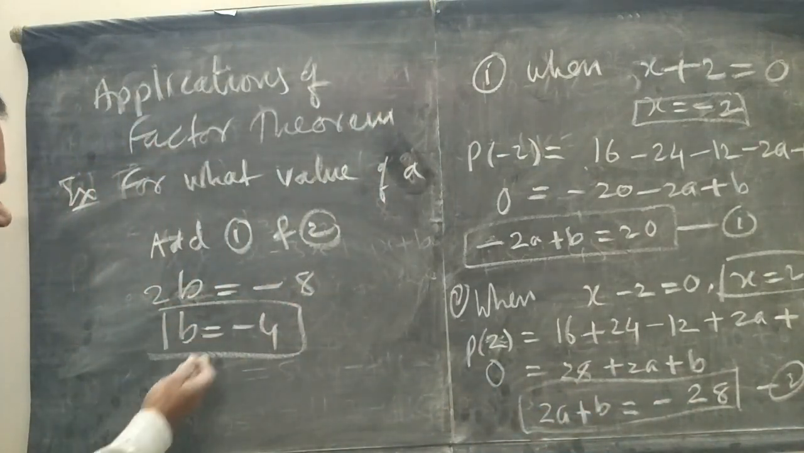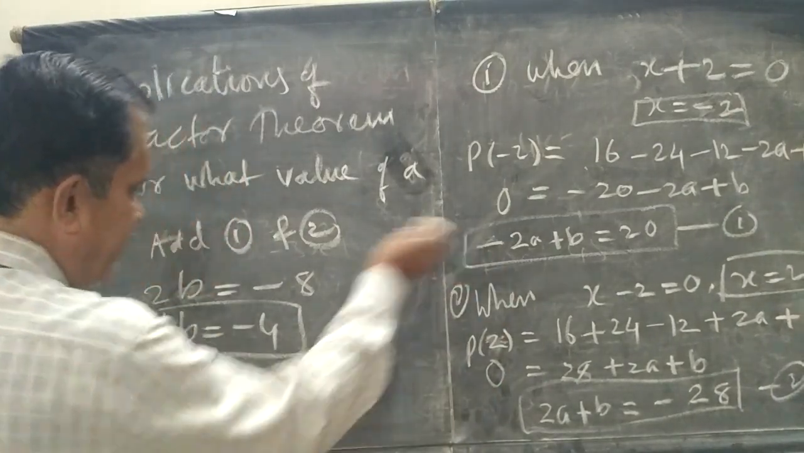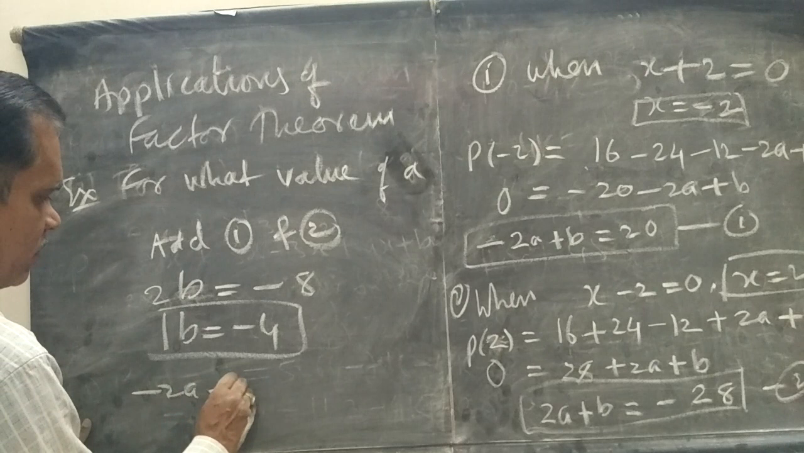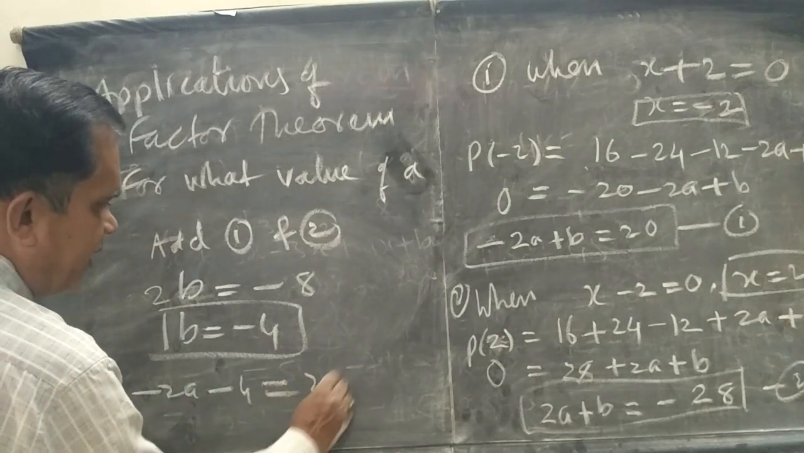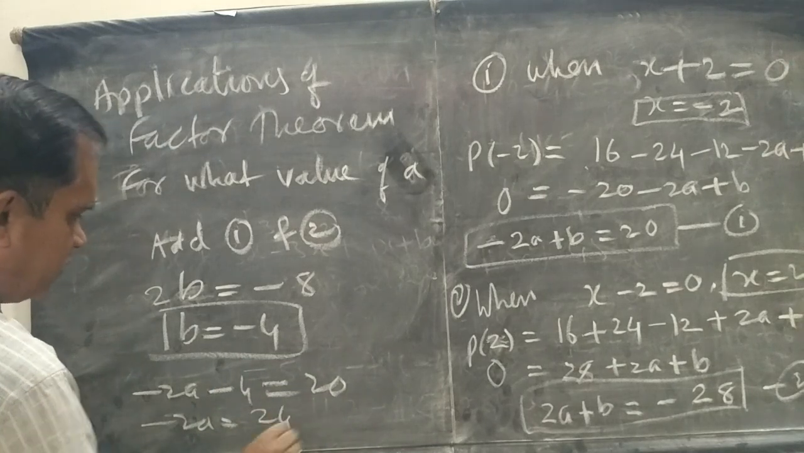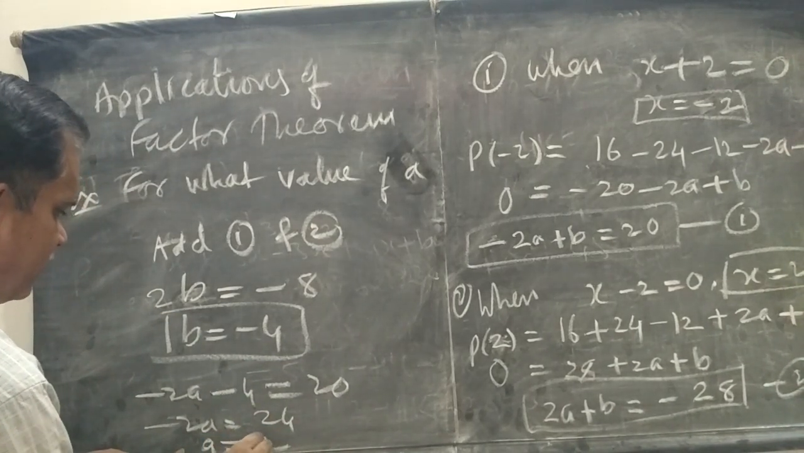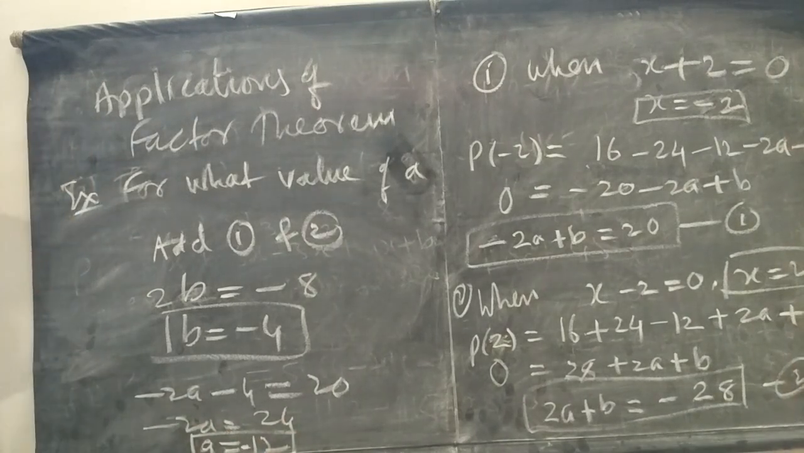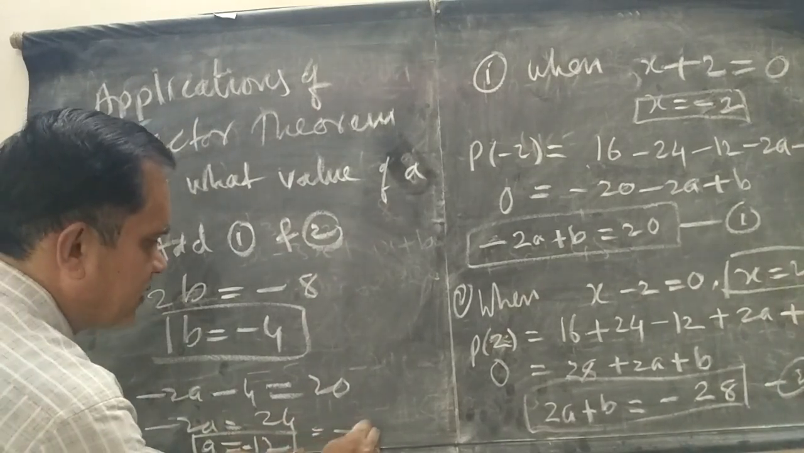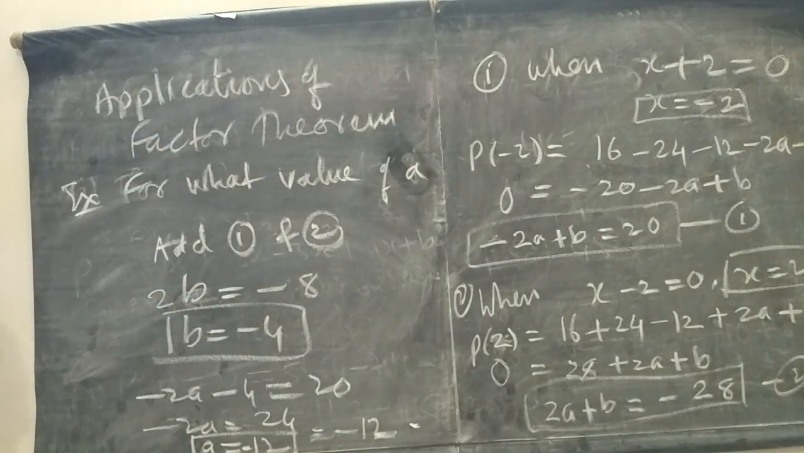Now see, we got the value of b as minus 4. Put it either here or here, anyone. I'm taking minus 2a minus 4 equal to 20. So minus 2a equals 24, so a equals minus 12. Got this. Okay, children, fine. I'll give you 2-3 examples of this type for assignment. See you in the next video, please.